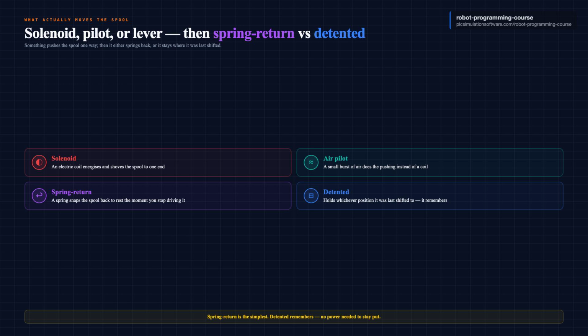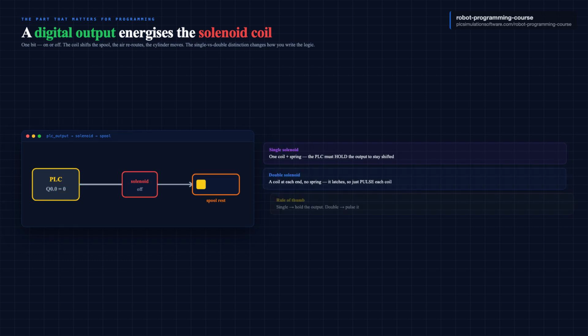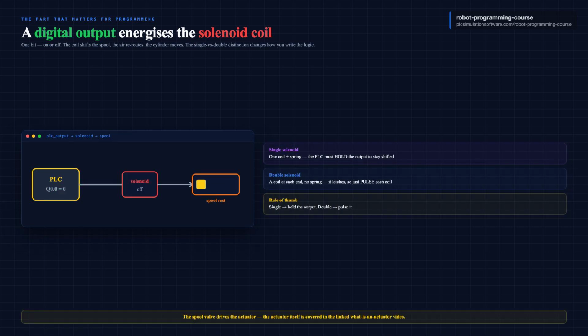Now the part that matters for programming. How does the PLC drive this? For on and off direction, the PLC uses a digital output. It energizes the solenoid coil. The coil shifts the spool, and the air reroutes. The cylinder moves. One bit, on or off.